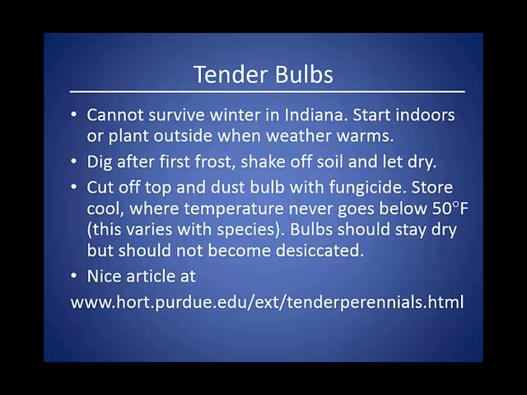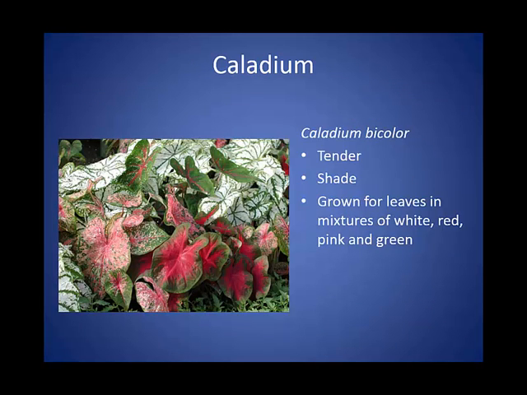There's a publication on tender bulbs that talks more about how to store them. Some examples, caladium. These are used really frequently in containers. They do very well in containers. People also plant them in borders, varying sizes again. And they're easy to grow. They're relatively pest-free during the growing season. It's just that digging in the fall kind of thing, and the bulbs again can be a little expensive.